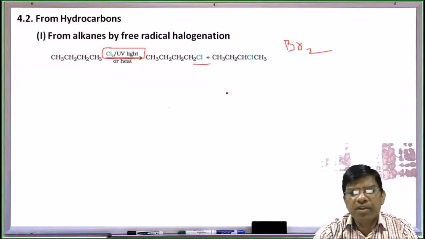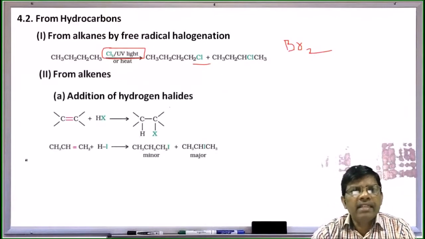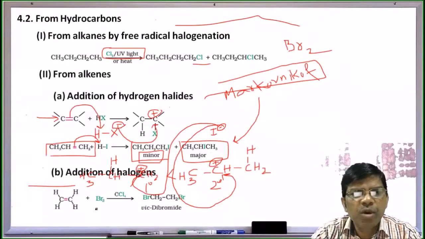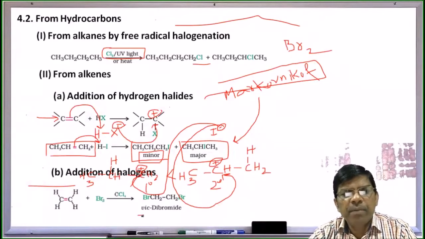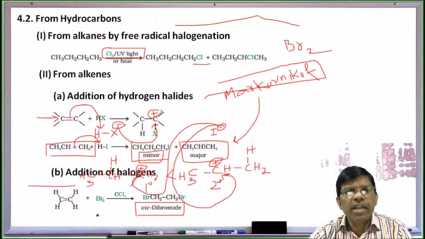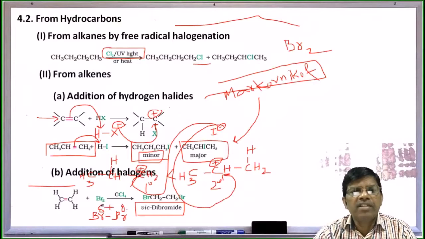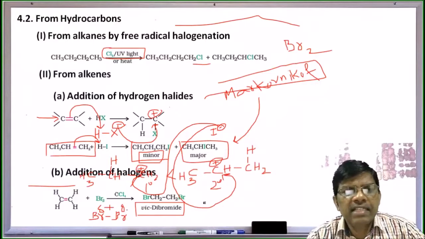From alkenes, it is a common method where you will get Markovnikov's product. Alkenes with bromine in CCl4 can give vicinal dibromide, where the bromine can be written as Br plus and Br minus. This bromine, delta positive and delta negative, will add trans to each other. So we will get trans 1,2-dibromo compounds. In this case it is vicinal dibromide.